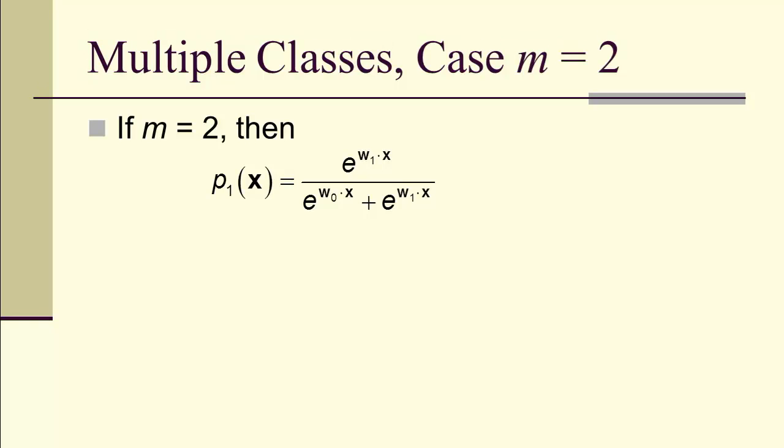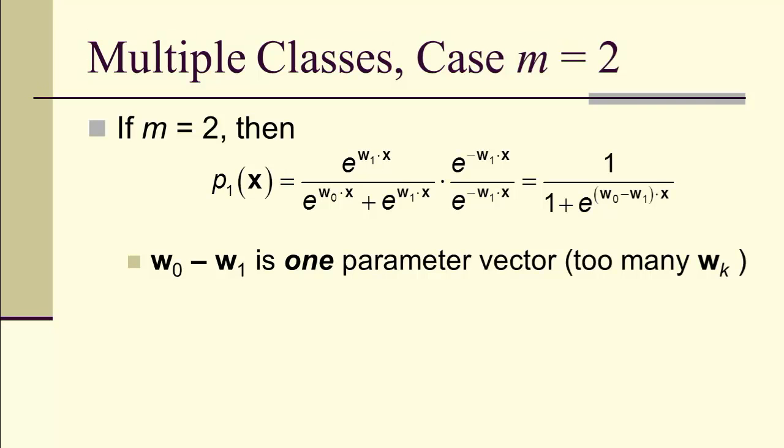If m is equal to 2, then our probability model P sub 1 of x is e to the w1 dot x over e to the w0 dot x plus e to the w1 dot x, the latter all in the denominator, that sum. And if I multiply on the top and the bottom by e to the negative w1 dot x, then I get 1 over 1 plus e to the w0 minus w1 dot x. Now w0 and w1 are parameter vectors, so w0 minus w1 is also a parameter vector.